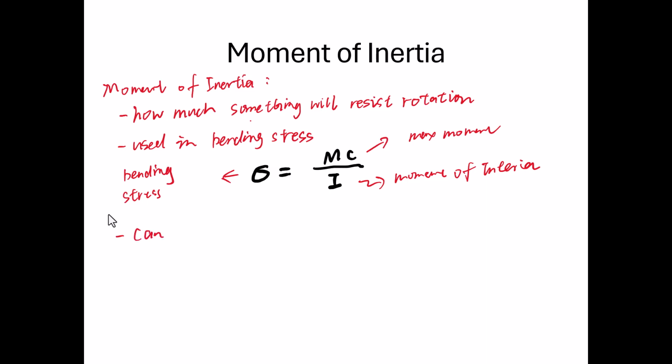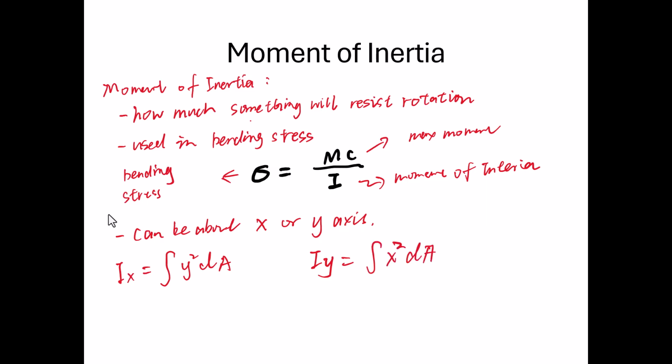It can be about the x or y axis. Okay, Ix equals the integral of y squared dA, and Iy will be the integral of x squared times dA. Okay, and the unit will be, you can have a guess what will be the unit. It will be m to the fourth or inch to the fourth.